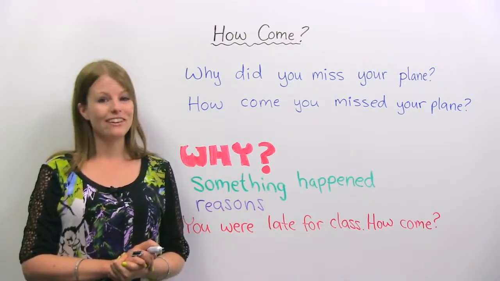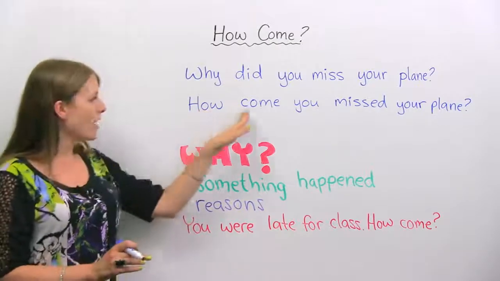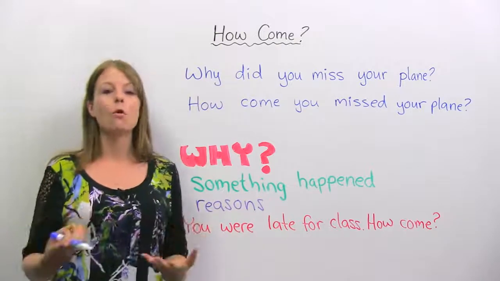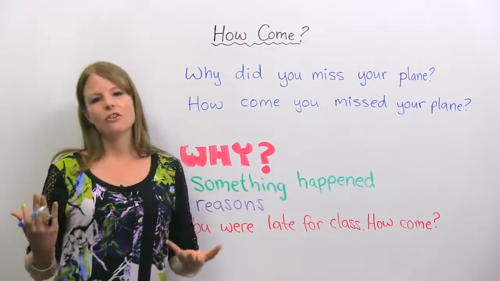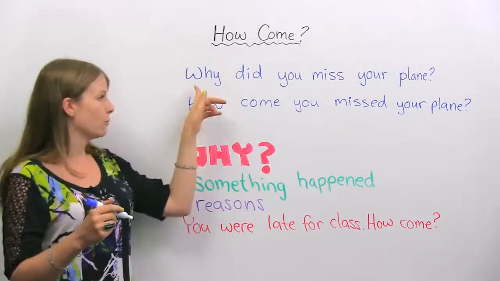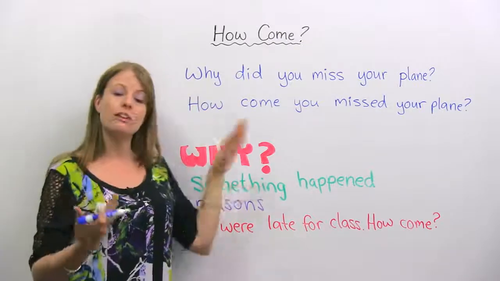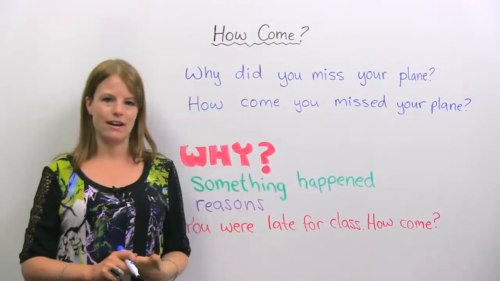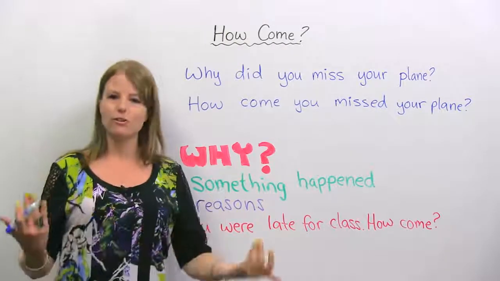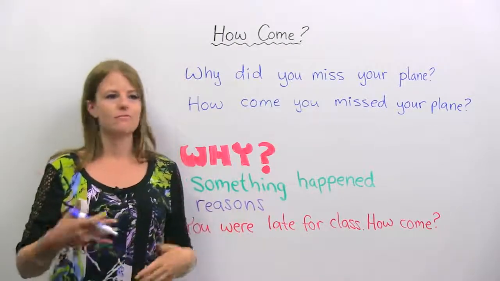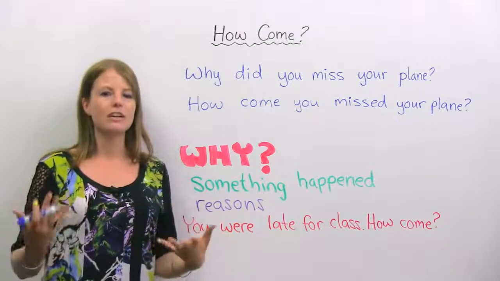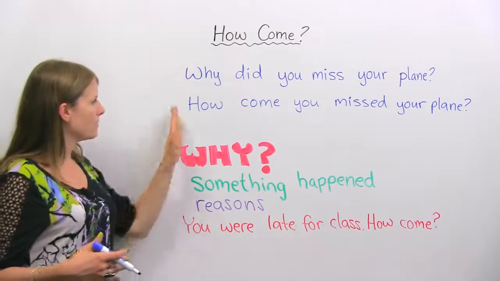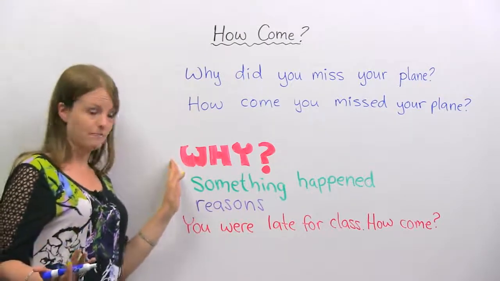The difference in meaning is actually, they mean the same thing. How come is another way to say why. It's just a little bit more informal, okay? So if you're writing, you're going to use why. But if you're speaking, you can use both, okay? How come is an informal way to say why. And by informal, I mean you use it with your friends, with people you're talking to on the street, but you wouldn't use it in an essay, okay? Or for school.